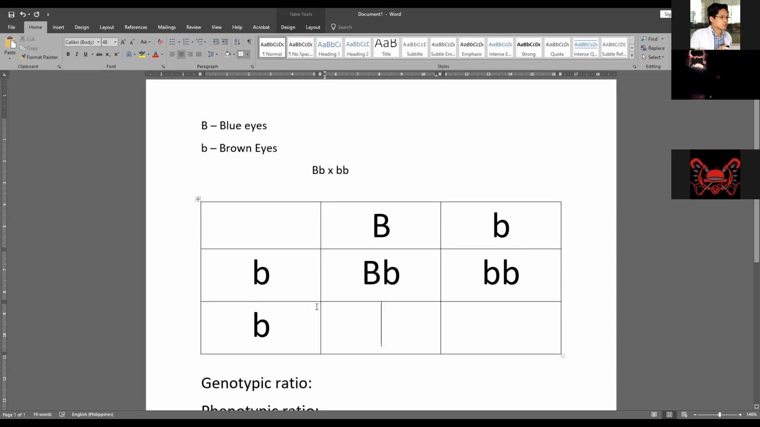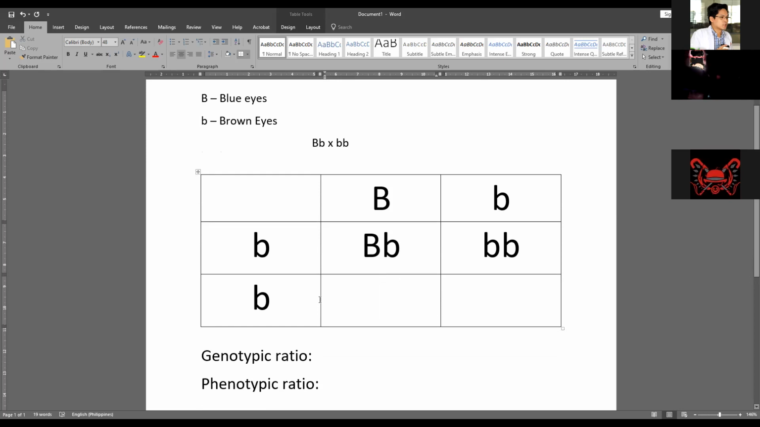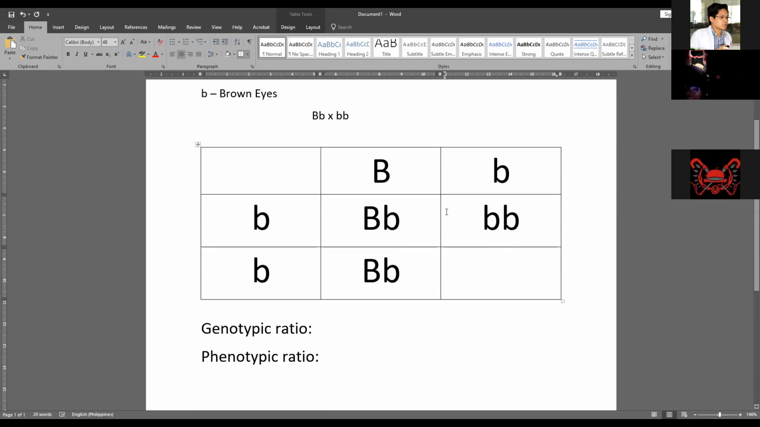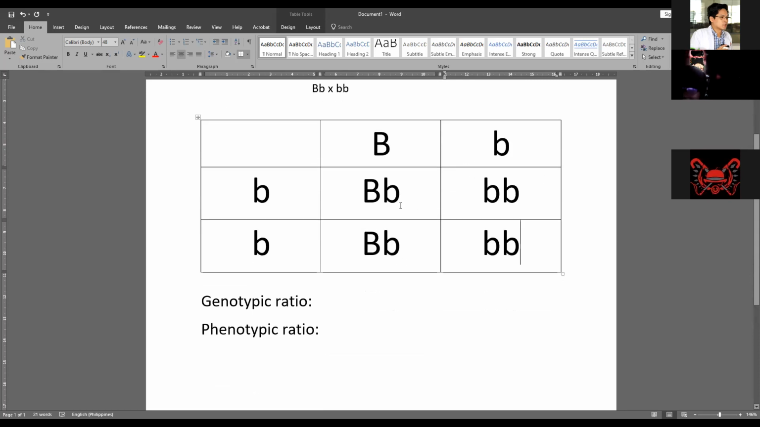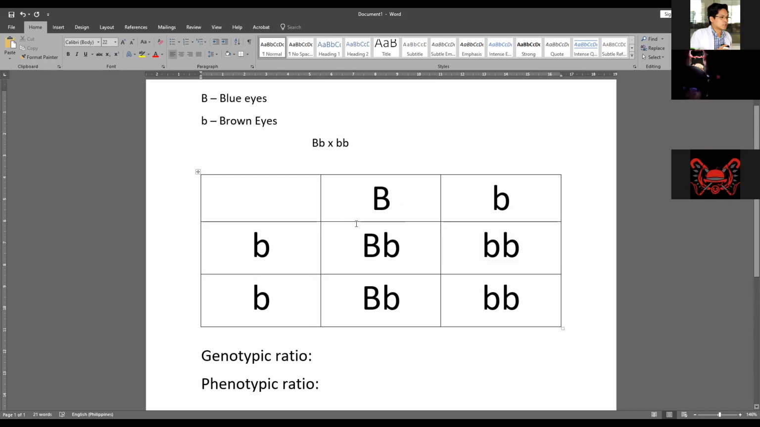Next. What is next? Robbie? Big B and small b. Okay. And the last? Small b and small b. Okay. Correct. So you can now see that there is an equal distribution of genes. Okay? If you're going to look at the genotypic ratio, what is the genotypic ratio there, Robbie?